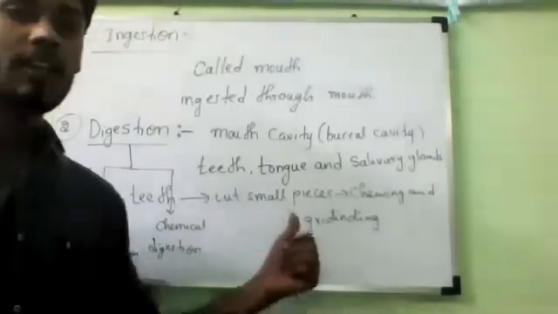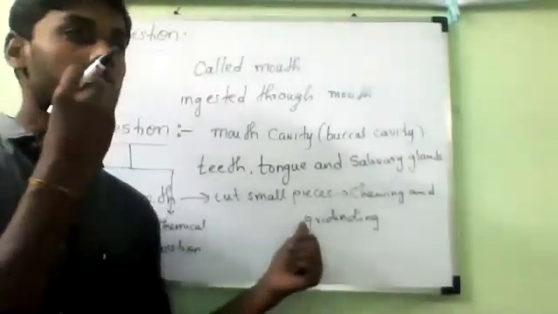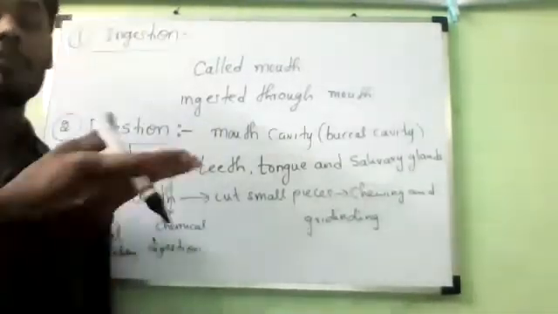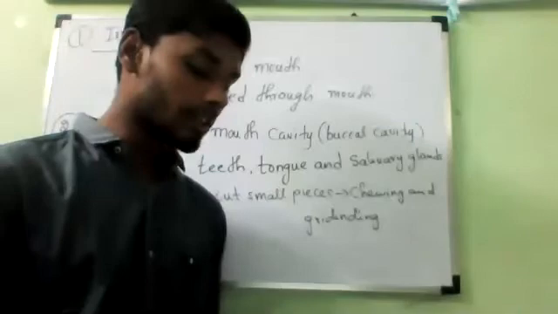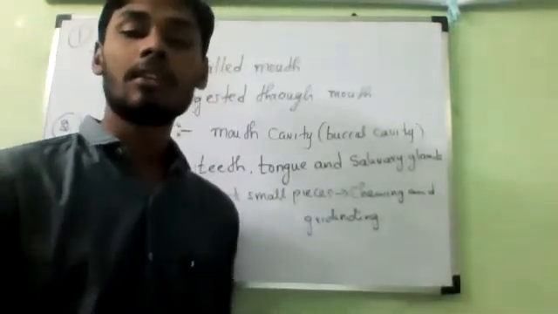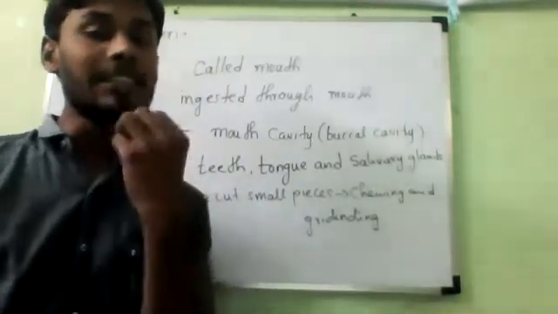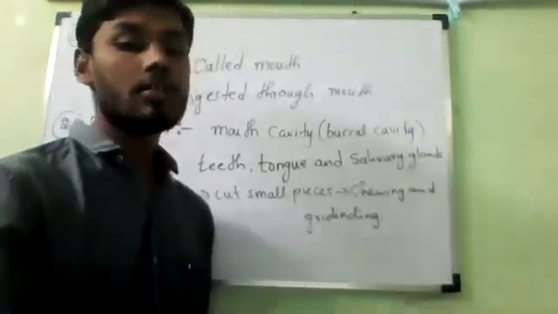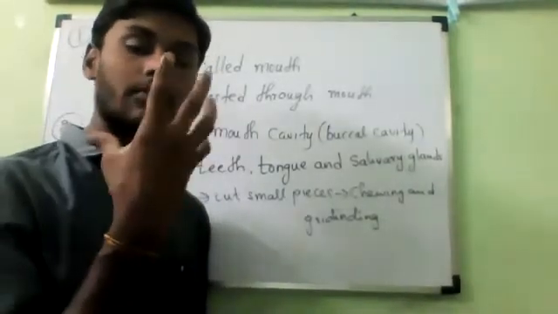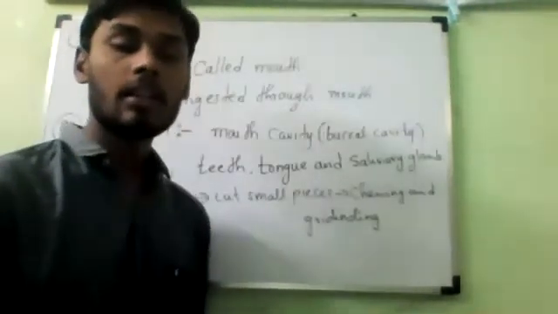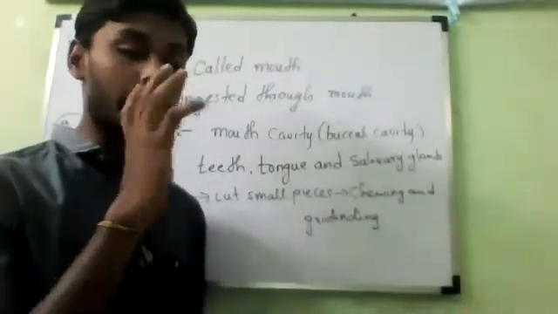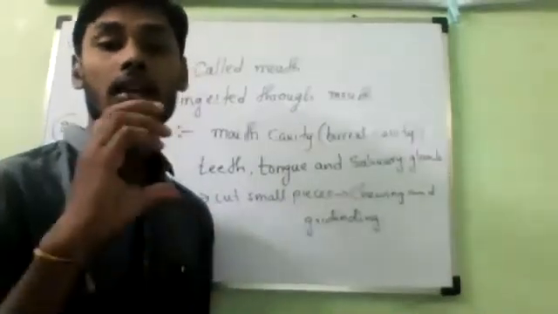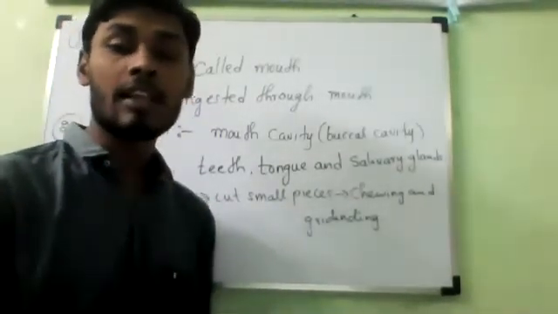The salivary glands in our mouth will start producing saliva, which will help in mixing the food. And also our tongue will help in mixing this saliva with food. So what is the use of the tongue? It helps in mixing the saliva with food. So the tongue only helps in mixing this saliva with food.